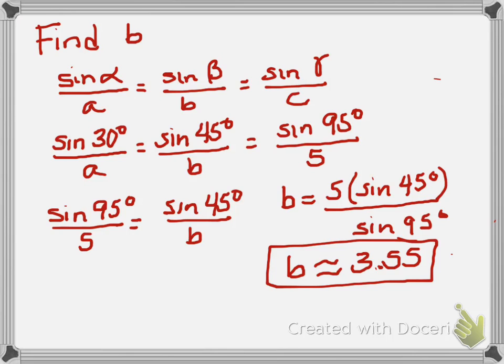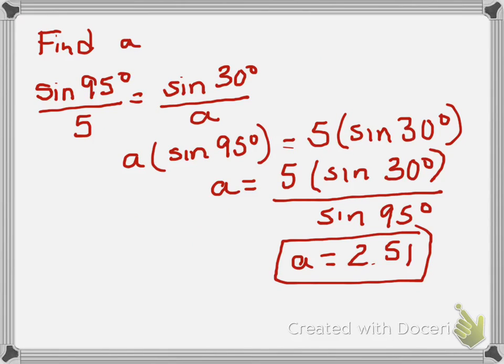After I find B, now I'm going to find C. Find A, excuse me. So for A, I'm going to use my proportion again. Sine of 95 degrees divided by 5 is equal to, this time, sine of 30 degrees divided by A, because I'm trying to find A. So I cross multiply and I get A times the sine of 95 degrees is equal to 5 times the sine of 30 degrees.